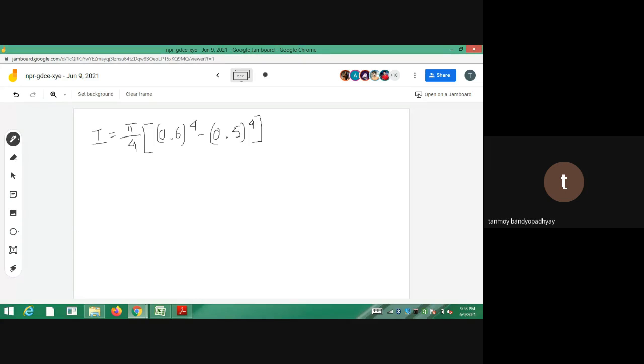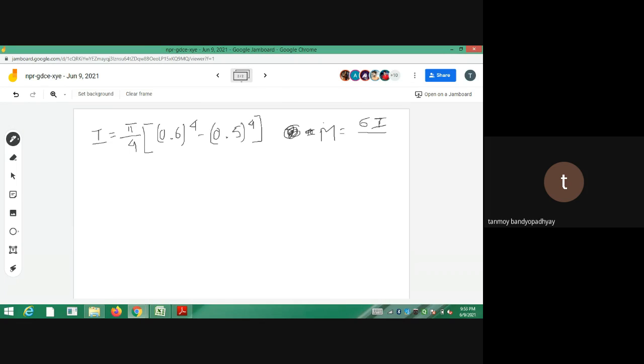Once you get the value of I, you put it in the expression. Sigma will be equal to... or you have to calculate M, the maximum moment M. That will be equal to sigma into I divided by Y max. Y max is C in this case. Generally, whenever there is a Y max, it is represented by C.